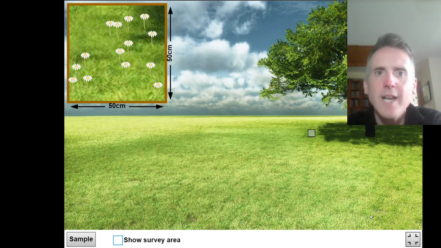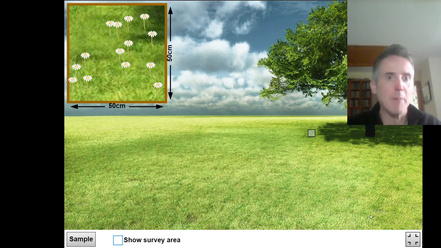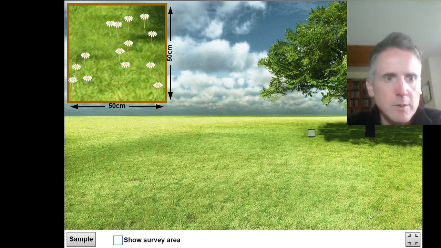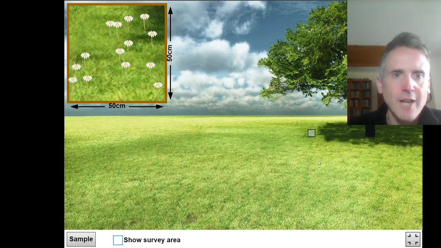That way it avoids any bias. I can't go, oh, there's a nice area, I'll pop it there. It's all done randomly. So I place it down and then I just count how many daisies there are. And you just need to do this accurately. 1, 2, 3, 4, 5, 6, 7, 8, 9, 10, 11, 12, 13.